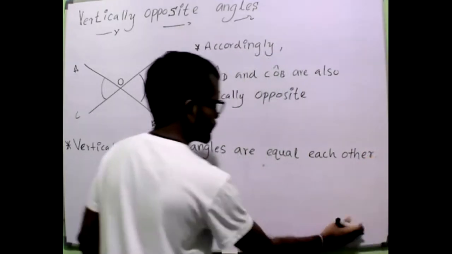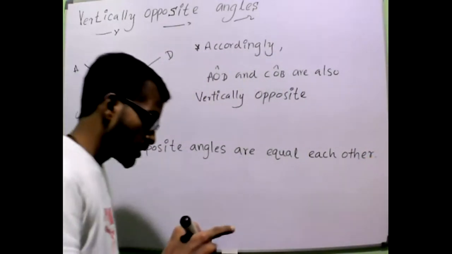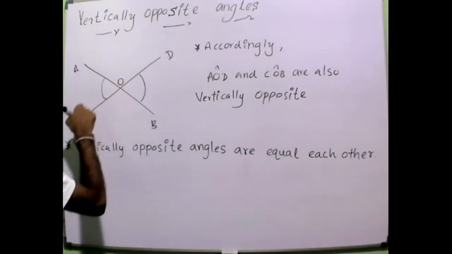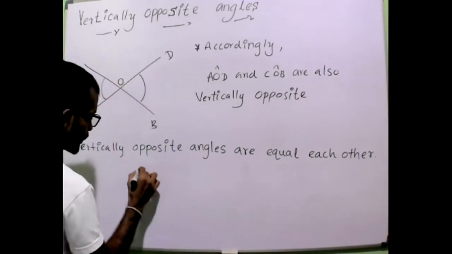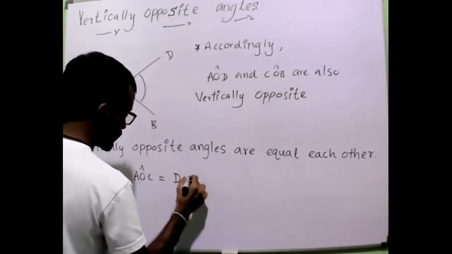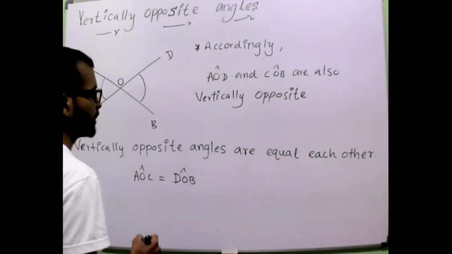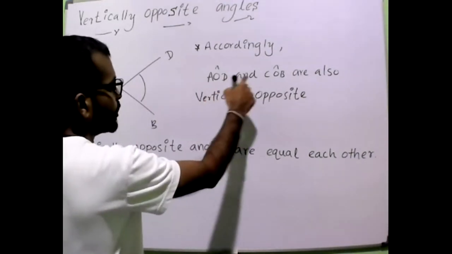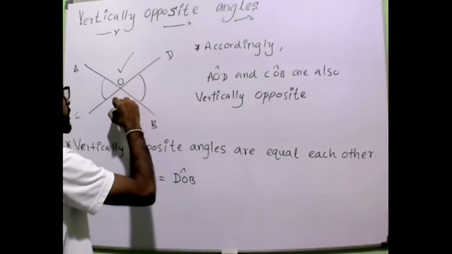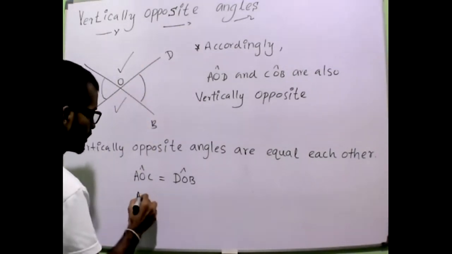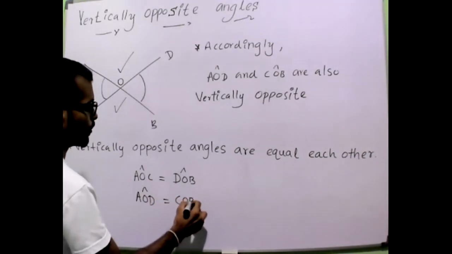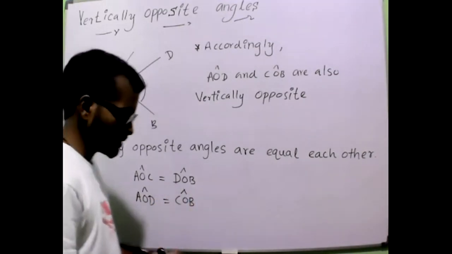to each other, right? So according to what I explained earlier, you can write angle AOC equals angle DOB, right? And then angle AOD as the second pair, that means angle AOD equals angle COB, right? You can write angle AOD equals angle COB. So these are the things, right?